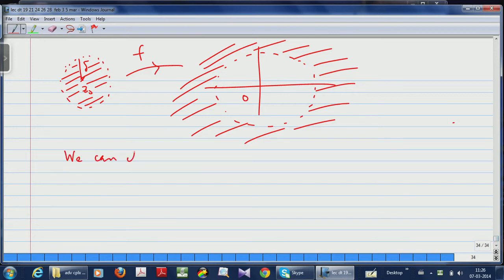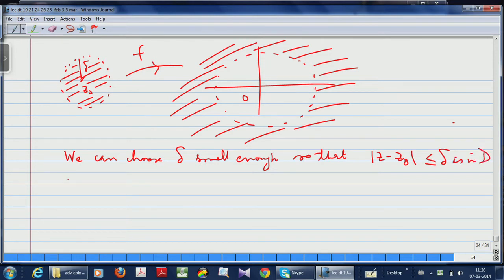Okay? So now let me write down things in words. We can choose delta small enough so that mod z minus z naught less than or equal to delta is in D. Okay, and now you also have this uniform convergence, since Fn converges to F normally, Fn converges to F uniformly. I'm abbreviating uniformly to UFLY on mod z minus z naught less than or equal to delta.